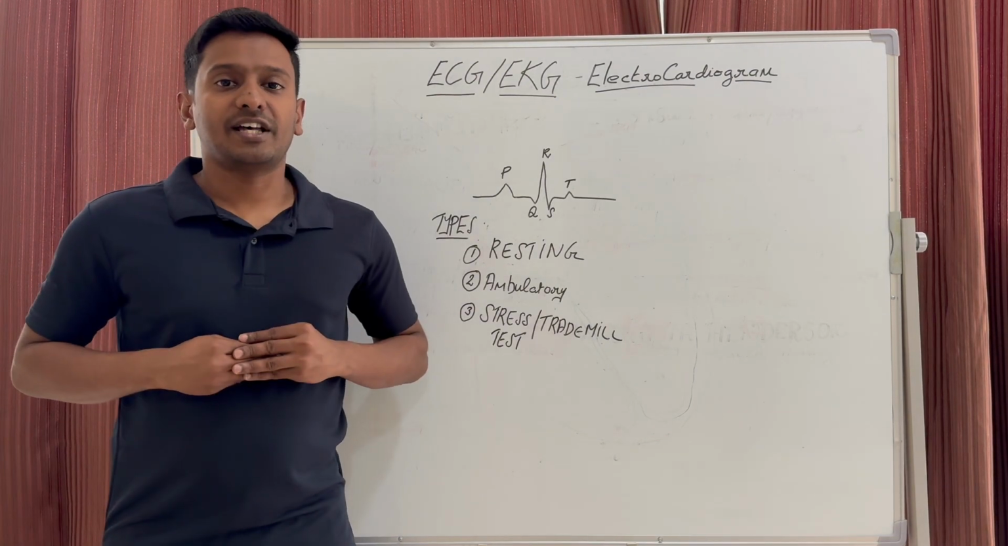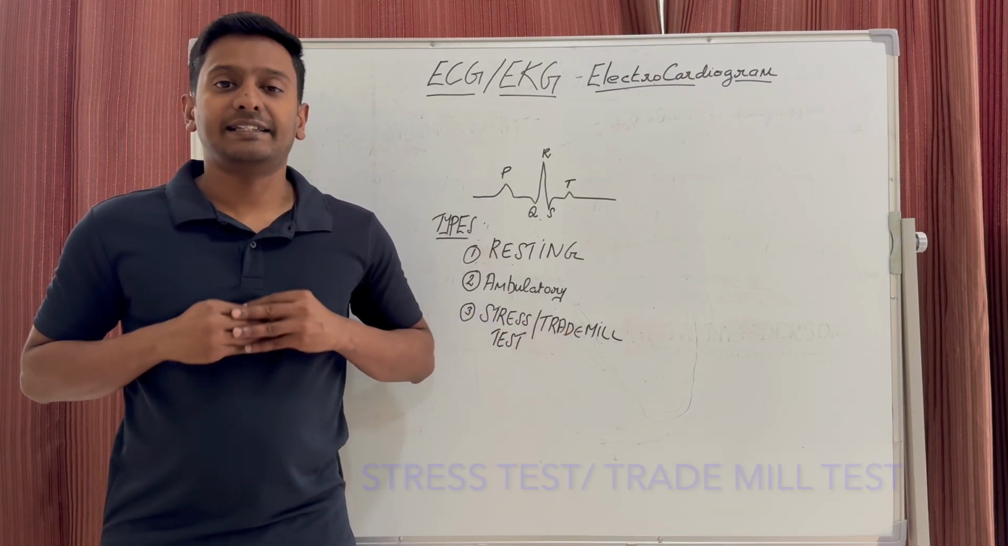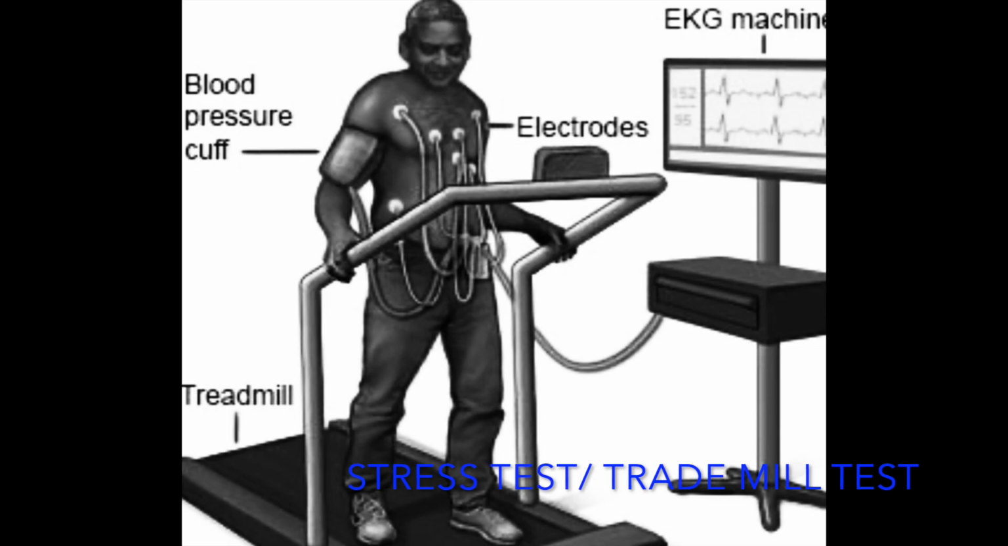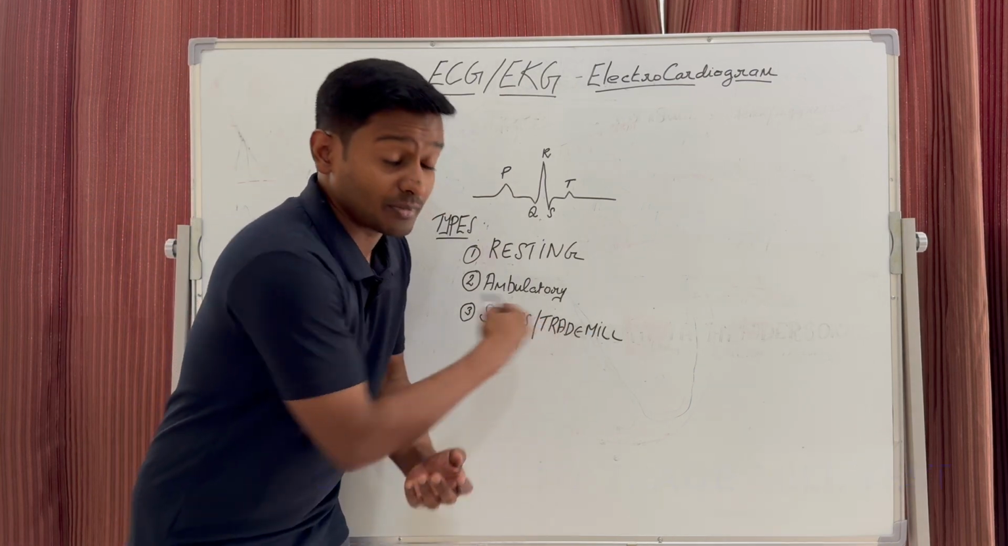The third one is stress test or treadmill. In this one, the patient's ECG is evaluated during a physical activity. In this, we will ask the patient to run or walk on a treadmill. This is called stress test or treadmill.